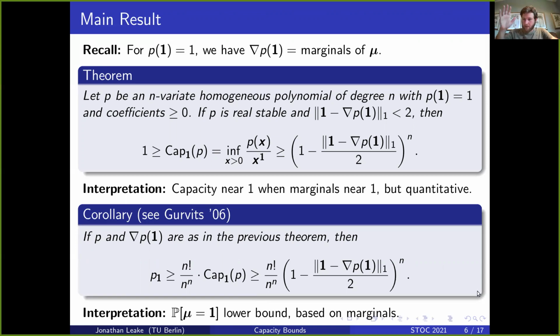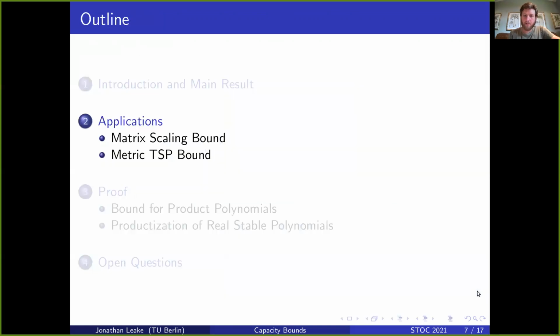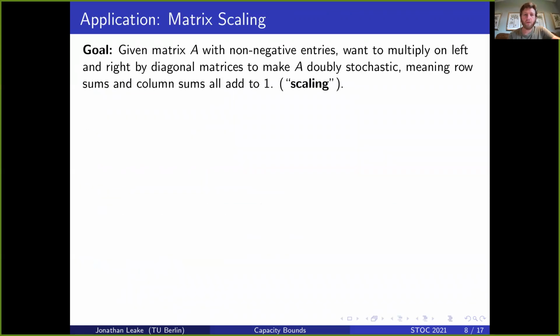Okay, so still kind of technical results. So let's just move right on to the applications. Okay, so the first one is towards what I refer to as a matrix scaling bound.